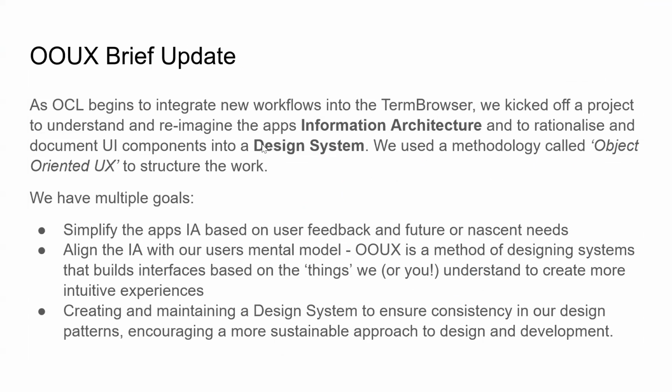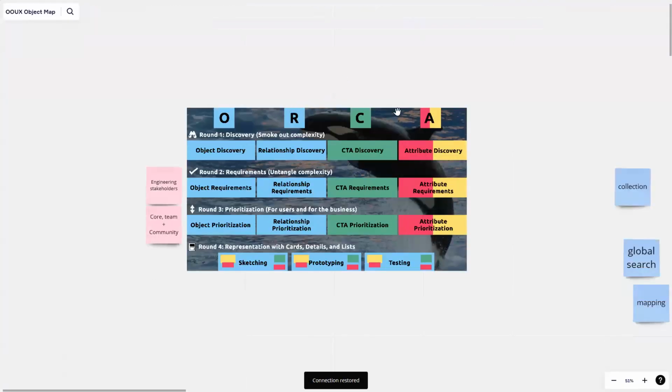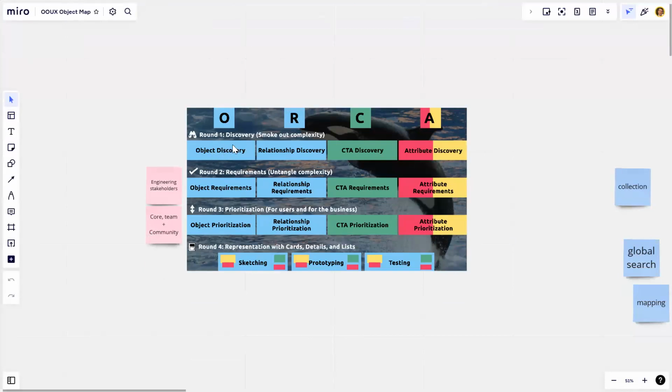I also wanted to give a very brief update on the object-oriented UX work. Essentially, we are working to update OCL's user interface using an information architecture and having a design system at our disposal. The way that we are doing this is through object-oriented UX. I just wanted to show a little bit of the Miro board that we've been looking at. Paul Adams mentioned before he couldn't make it today, but we are going through an object discovery, relationship discovery. We're going through this ORCA method to identify the objects that people interact with in OCL, what their relationships are, what the actions are that come with that, and what the key attributes are.